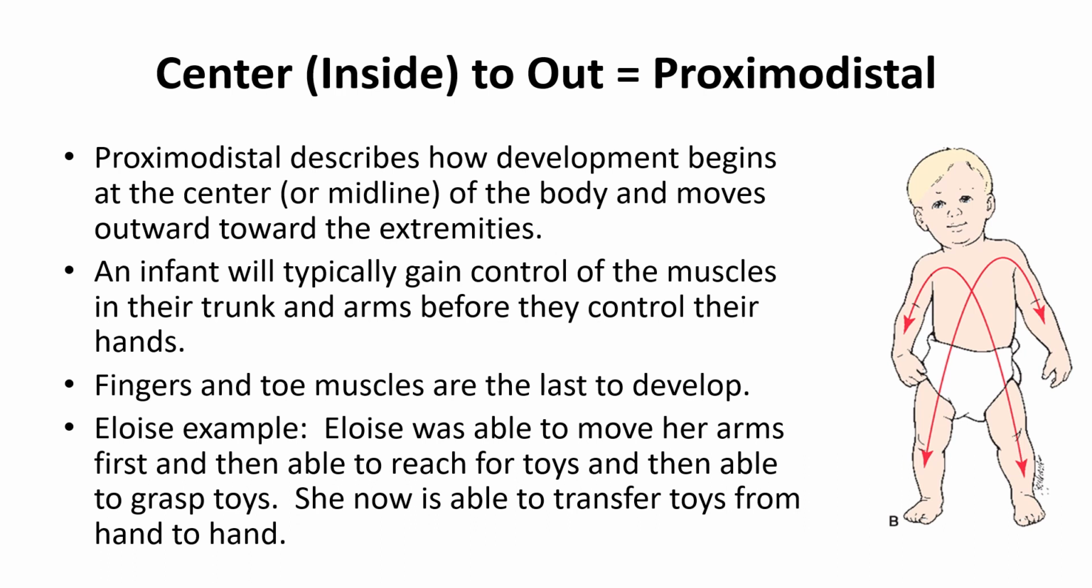I shared an example in class of a baby that comes to our house named Eloise, and we've been able to watch her develop. She started at about 6 months. First, she was able to move her arms, then she was able to reach for toys, then she was able to grasp toys. Now she's able to take those toys and move them from one hand to another. So her development very much started at the midline and then worked itself outward.